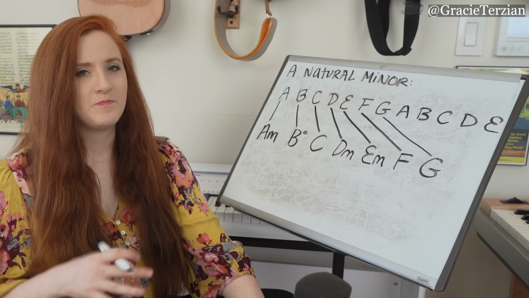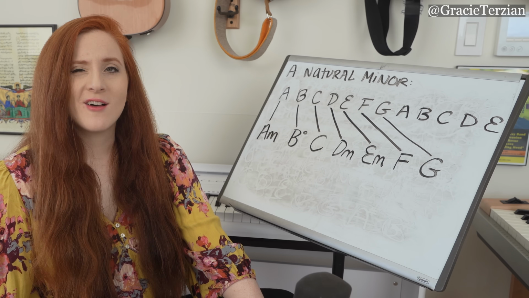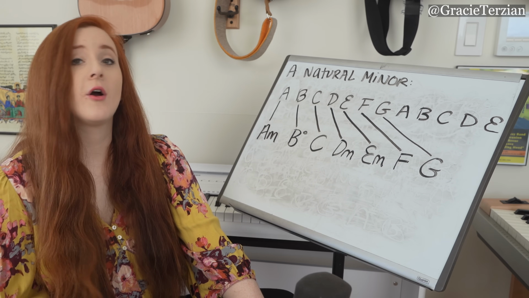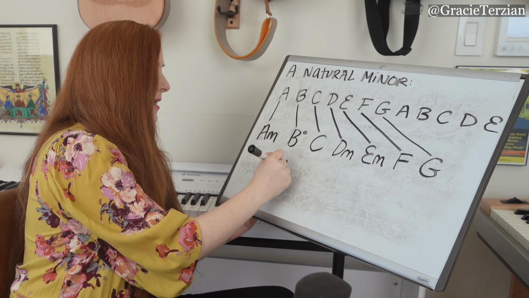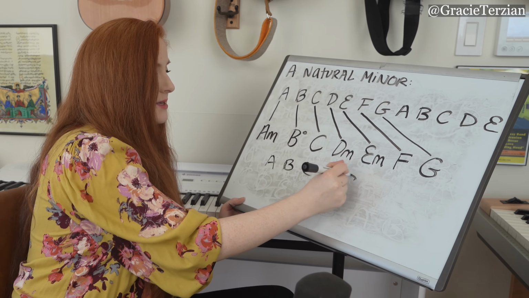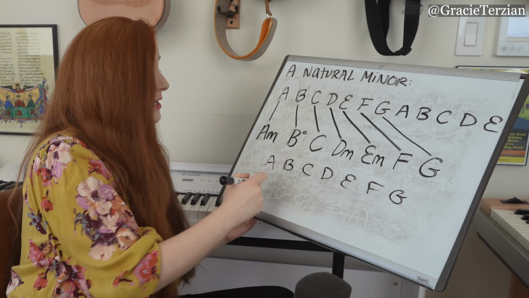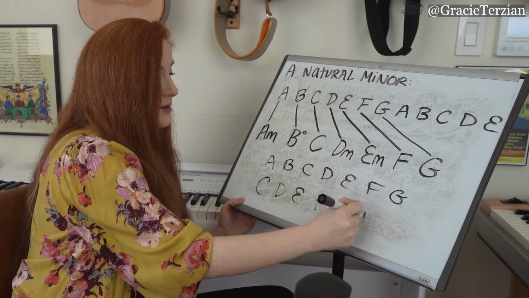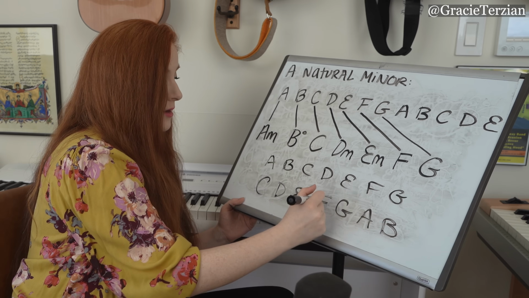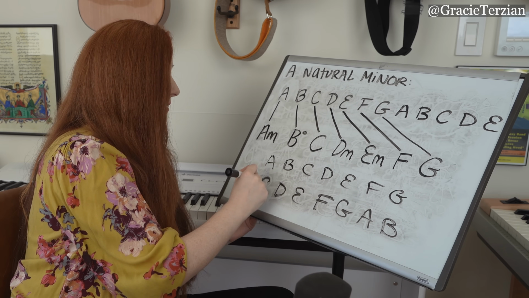But basically, all it means is that the notes in a C major scale and an A natural minor scale are exactly the same. So see, the notes in A natural minor are A, B, C, D, E, F, and G. That's A natural minor. C major is C, D, E, F, G, A, and B. Okay, so these two scales actually have the exact same notes in them, right?